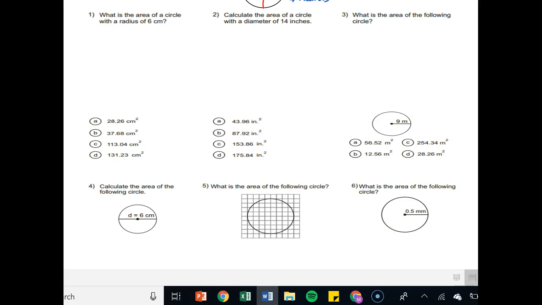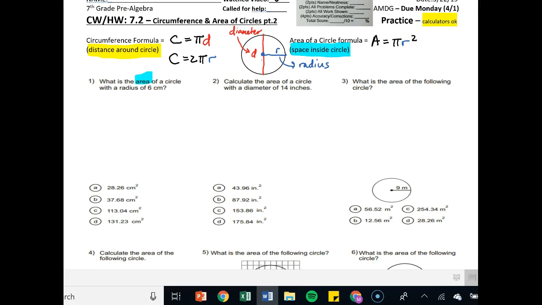So it says, what is the area of a circle with a radius of 6 centimeters? Because it says area, we're going to use our area formula. Area is equal to pi r squared. Cool. It now tells us that we have a radius of 6. Basically, all we're going to do is plug in 6 instead of r. So area is equal to, we'll say, 3.14 for pi times 6 squared, right? And you can type this all into your calculator in one swoop. The exponent button is right to the left of your 7 there.